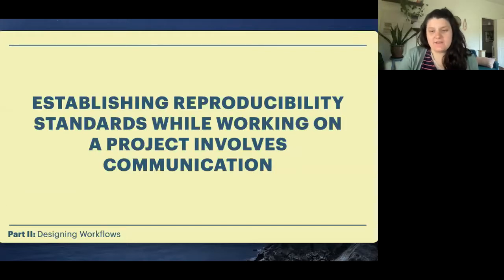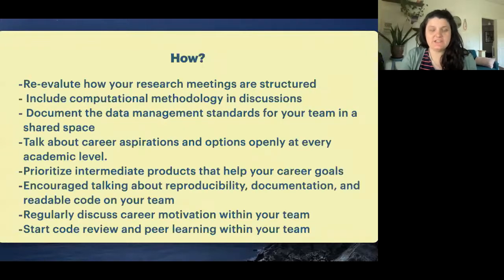So I'm going to end it right here with how we need to change our culture to really value reproducibility, but value the people and their time for doing this extra work that academia right now does not value as much as it should. So how would you do that?